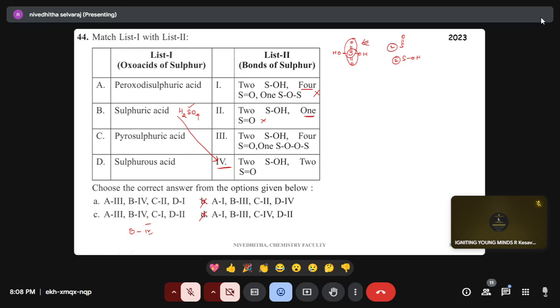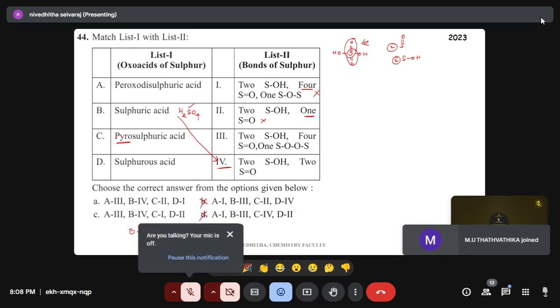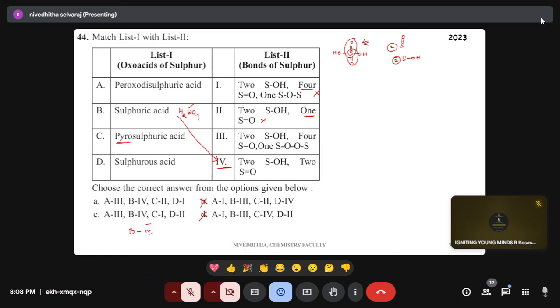Is there any other possible structure you can draw, Kana? What is this pyrosulfuric acid? Any idea? Actually, pyro means di. Yes, Kana? Yes, Antana Maharaj? Ma'am, it has one S-O-S, ma'am. Okay, so C has to match with the first one. Okay, we'll see. Actually, pyro means di.